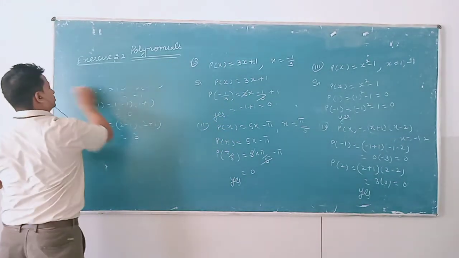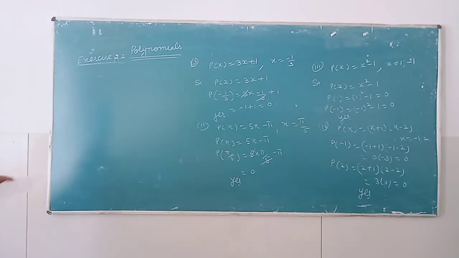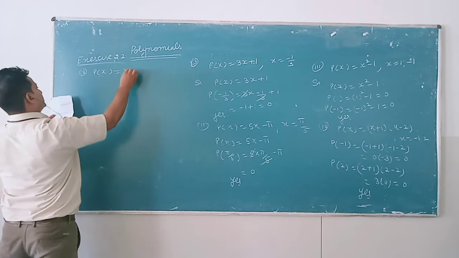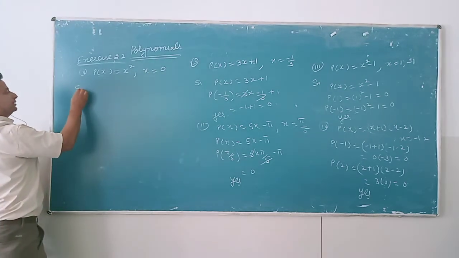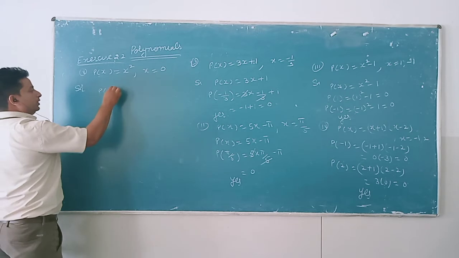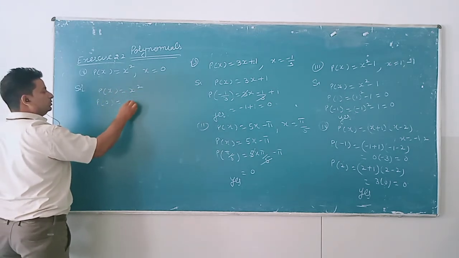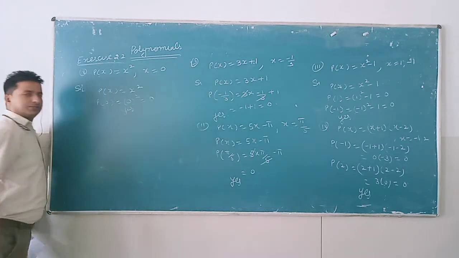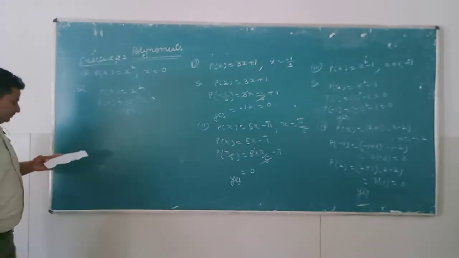In the next question, that is the fifth part, the polynomial is p(x) is equal to x square. We check whether x is equal to 0 is a factor or not. For this, p(x) is equal to x square. When we put x is equal to 0, 0 whole square equals 0. So the answer is yes. x is equal to 0 is a factor of this polynomial.